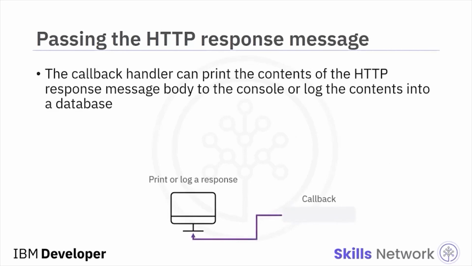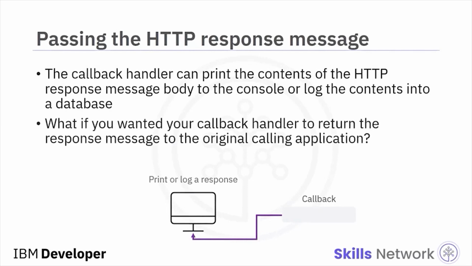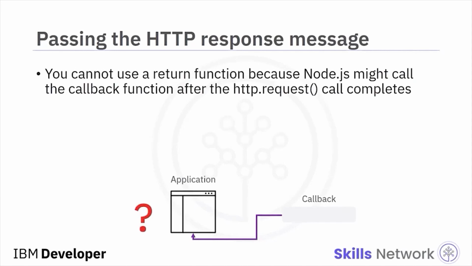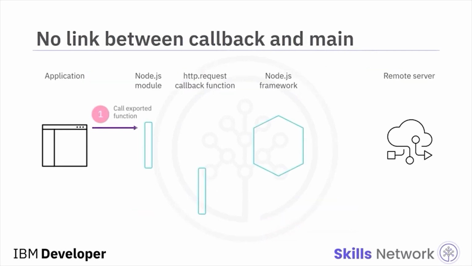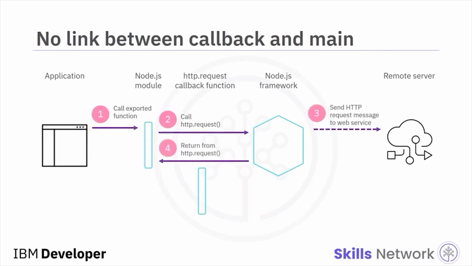The callback handler printed the contents of the HTTP response message body to the console. What if you wanted it to return the response message to the original calling application? If you use a return function, Node.js might call the callback function after the http.request call completes. The application calls the exported function. The module that implements the function calls http.request so that the Node.js framework can make a web service call on its behalf. When that request is sent successfully, the framework returns control to the Node.js module. Then the Node.js module returns control to the application.